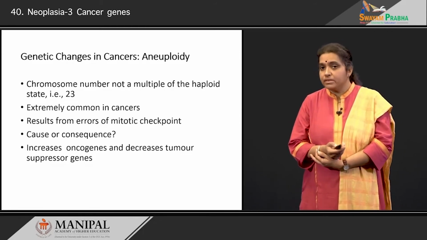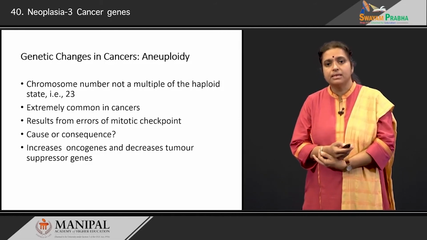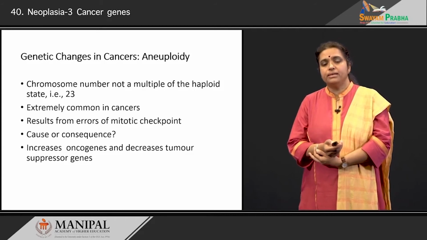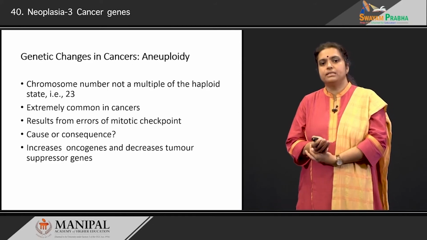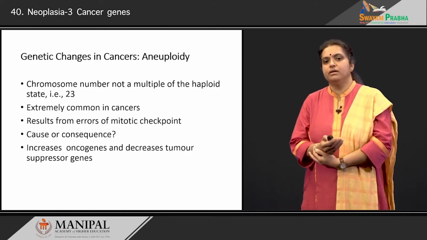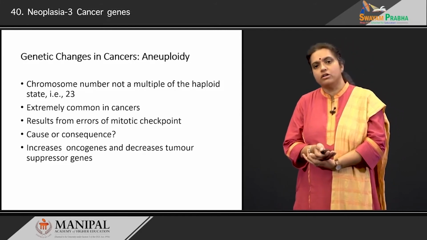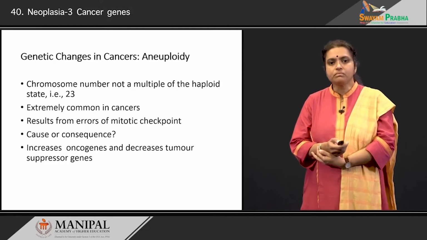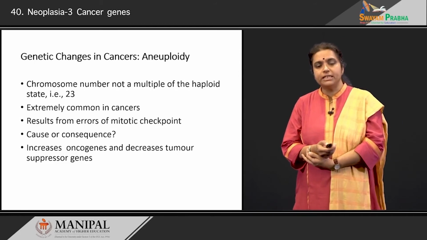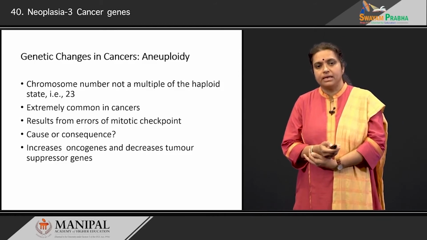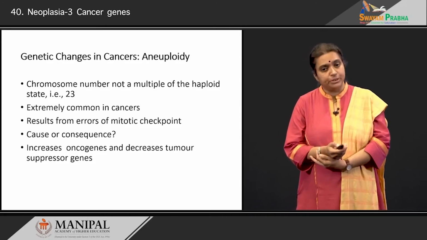Now, aneuploidy is extremely common in cancers. We see a whole lot of aneuploidy in various cancers. And we really do not know whether aneuploidy is a result of abnormal cellular proliferation, or is a cause for the cell to become malignant. So, it is not clear whether aneuploidy is a cause or consequence of cancer. The aneuploidies usually result from errors of the mitotic checkpoint. So, there are checkpoints within the mitotic cycle, and if there are errors there, it can lead to aneuploidy.